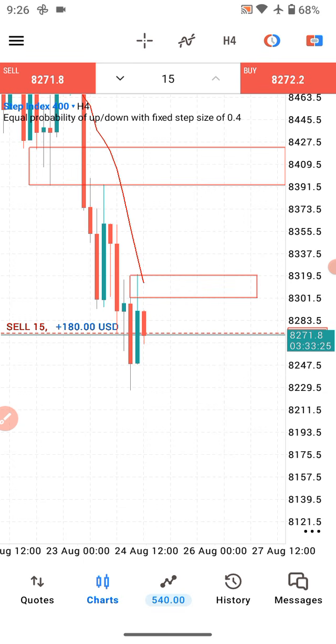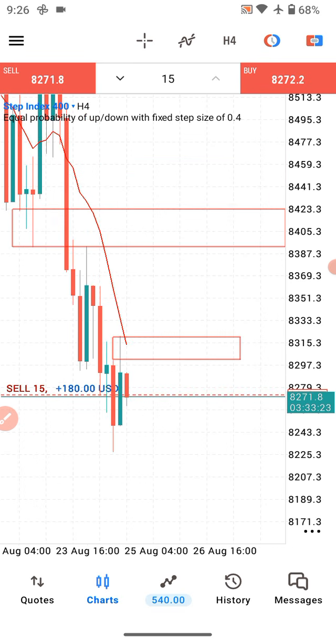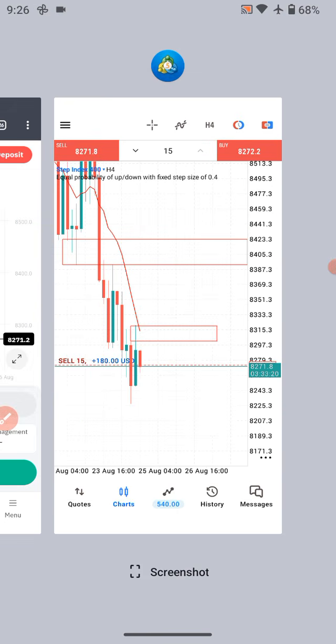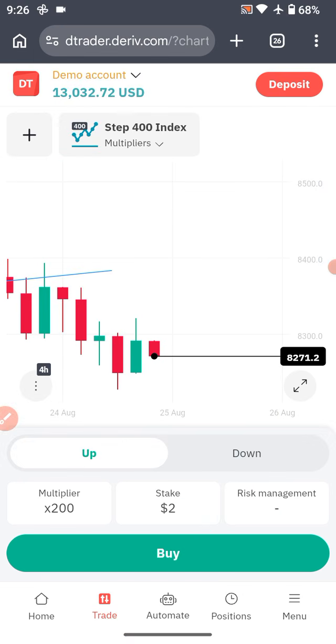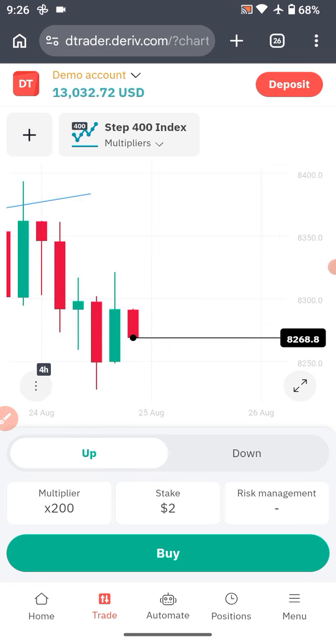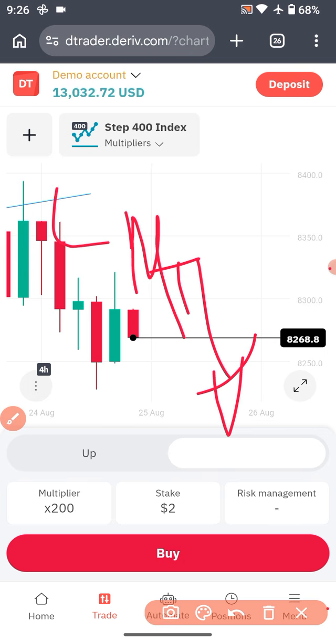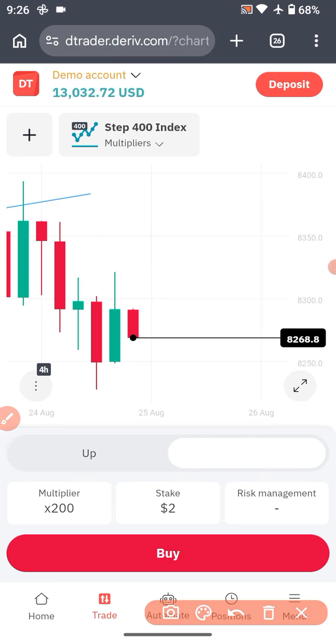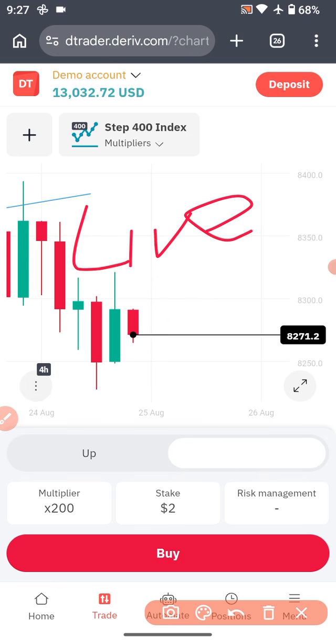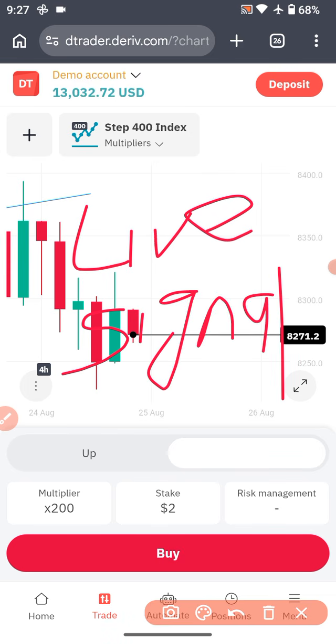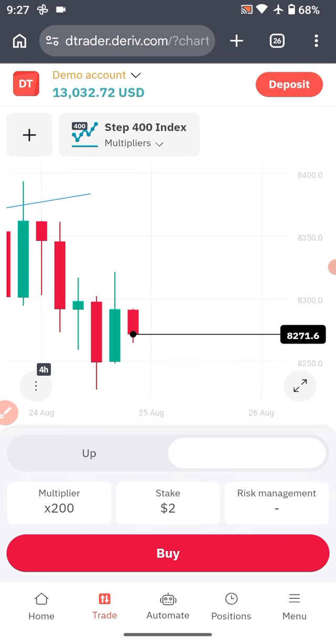All right, so I'll just go over to my Deriv account and just execute a trade from here, on the Step 400 index, and it is a sell trade. So I hope you will join me on this one. It is a live signal. Let me write it on the screen so you see it. Live signal. That's a live signal there, so don't ever miss that. So if you saw this video before it took place, make sure you are also selling with us.